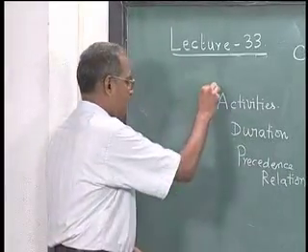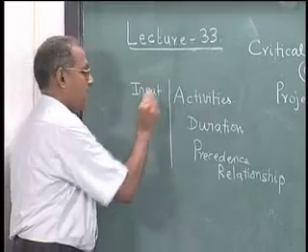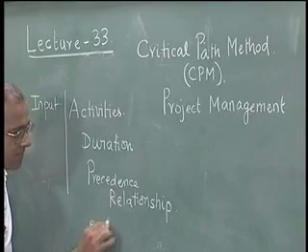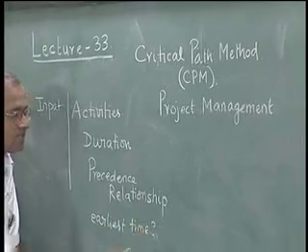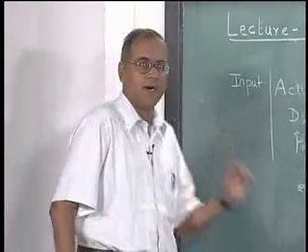So, these three are the inputs to the critical path method, and the output is the earliest time in which the project can be completed. So, this is the output that is expected from the critical path method.